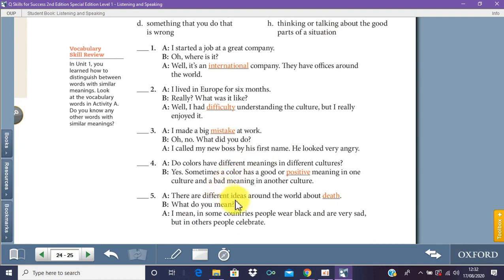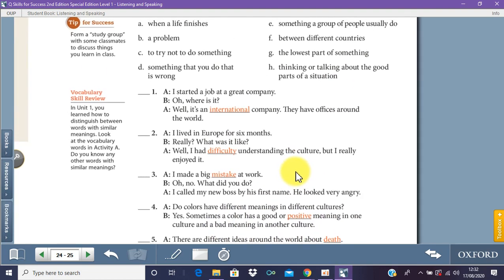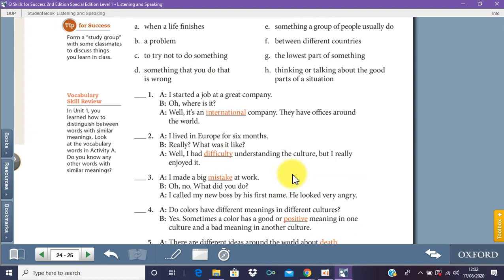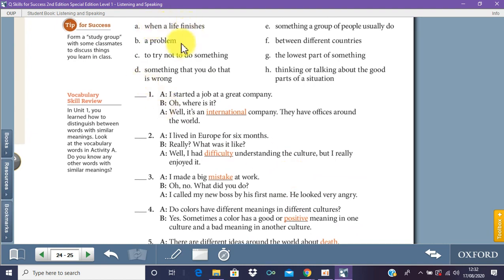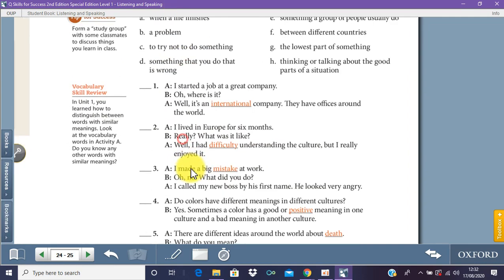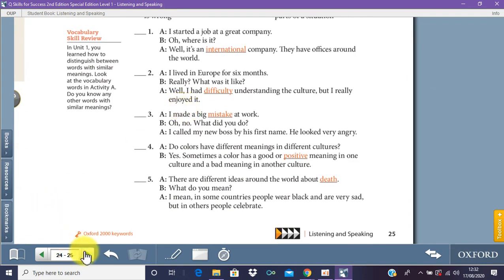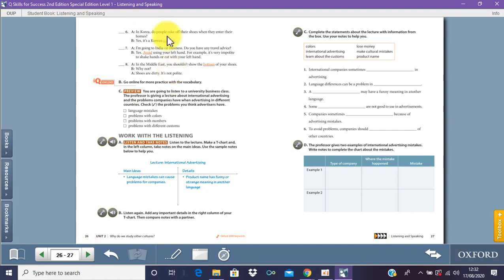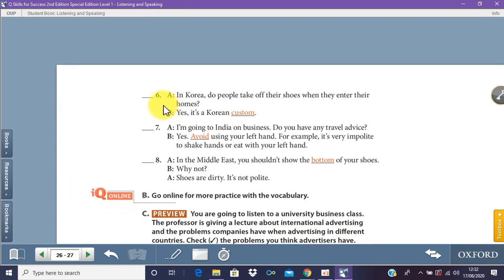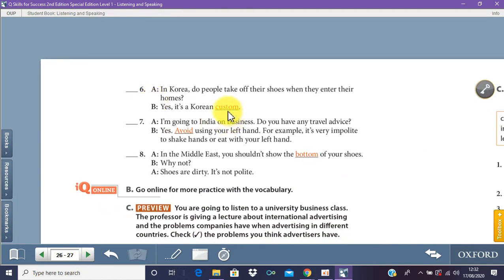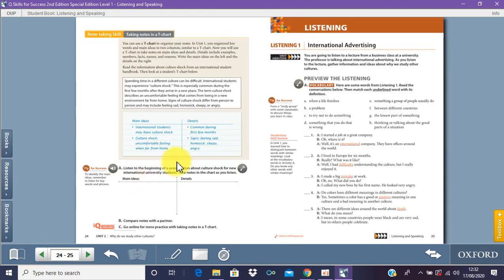Number 5, there's a different idea around the world about death. Death, okay? You know what that means when someone dies. When a life finishes. So the answer for number 5 is A. Now, if you go to page number 26 on question 6, it says here custom, okay? The answer for custom is E. Let's have a look. Answer for question 6 is E.